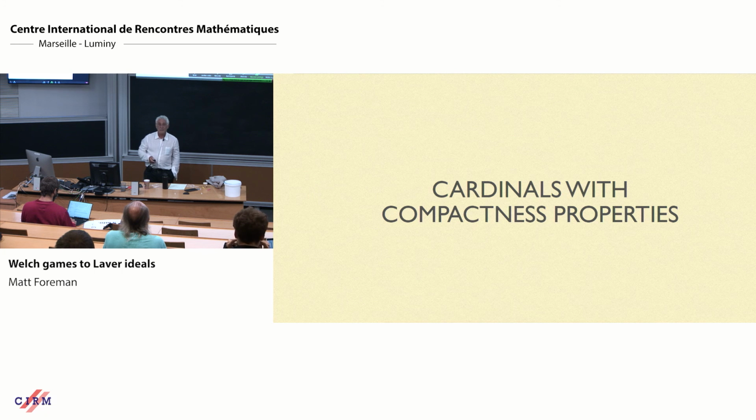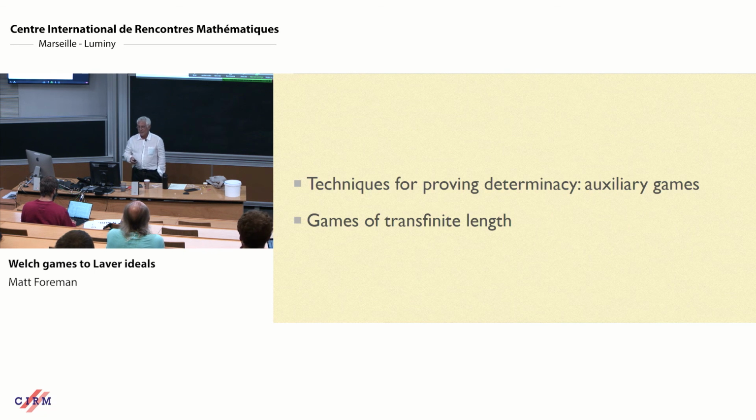First of all, cardinals with compactness properties. So this is the origin of large cardinals. And in fact, we're going to be going back to 1962 and 1963. We'll be using techniques for proving determinacy. And particularly, we're going to be putting together strategies from 4 different auxiliary games. And these games will have transfinite length.